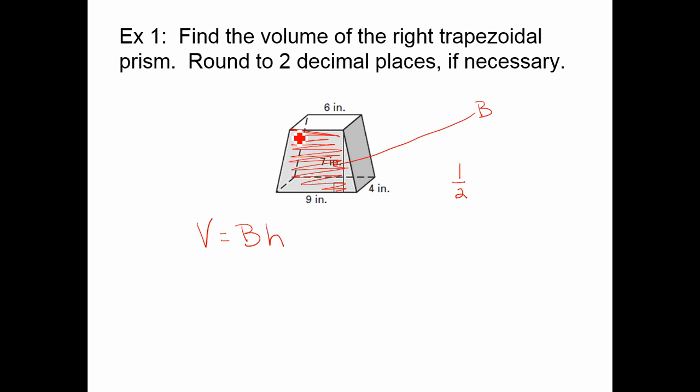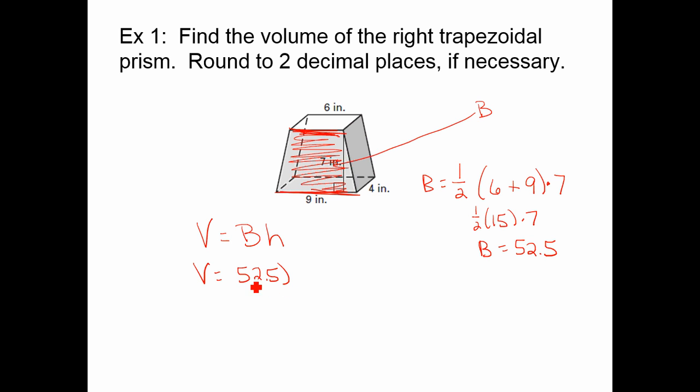1/2, we would add the trapezoid's bases together. So we'd have 6 plus 9, and then times the height of the trapezoid, 7. So this gives me the area of the base, or the area of the trapezoid. So I'd add the 6 plus 9, and I'd get 15. So I have 1/2, 15 times 7. So 0.5 times 15 times 7 gives me an area for the base of 52.5. So the volume is 52.5 for the area of the base times the height of the prism.